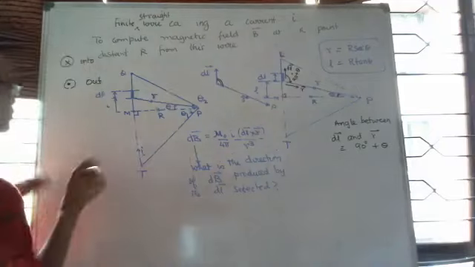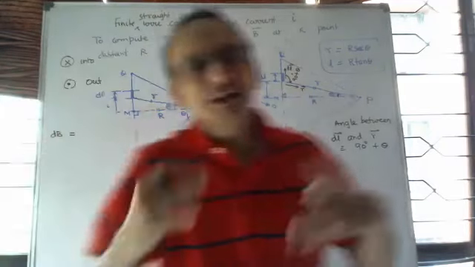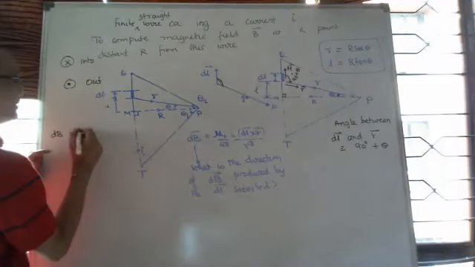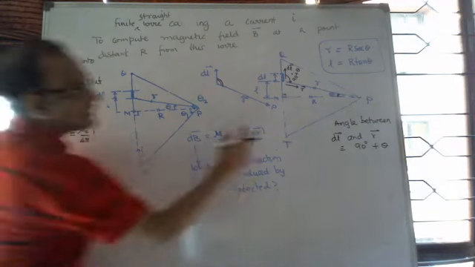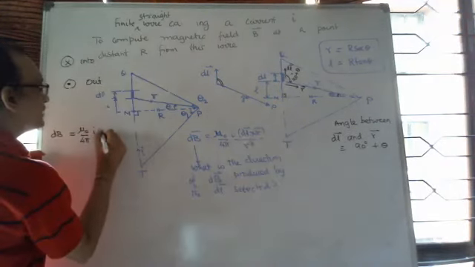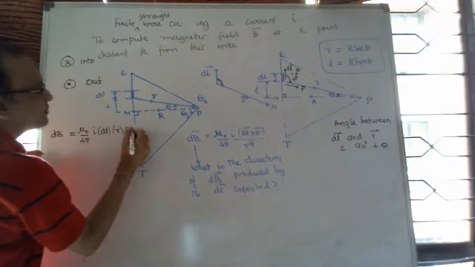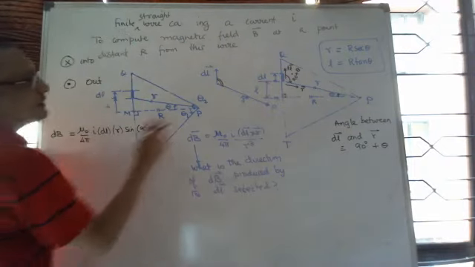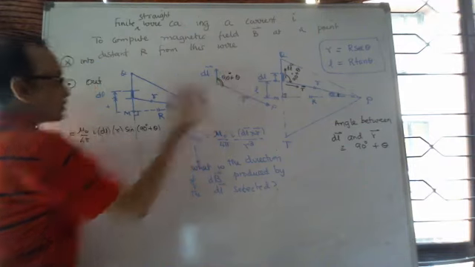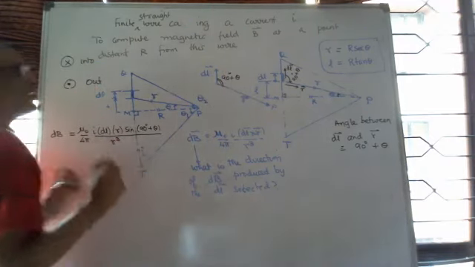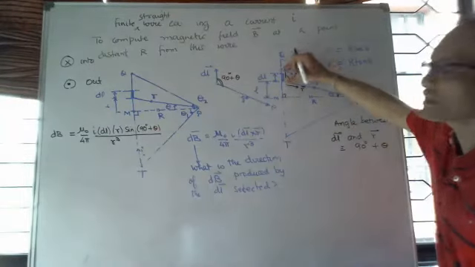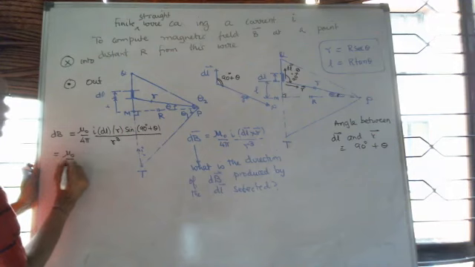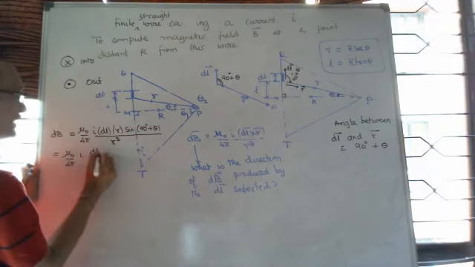So, what is the magnitude of dB? Since all the dBs have the same direction, I just need to add the magnitudes of dBs. The magnitude of dB would be mu naught by 4 pi I, magnitude of dL cross R, divided by R cube. The magnitude of dL cross R is dL into R into sine of 90 plus theta, by the cross product definition. That is the magnitude of dB going into the plane of the board at P produced by this current carrying element. Yes or no? Yes, sir.